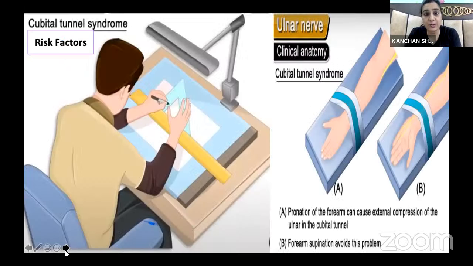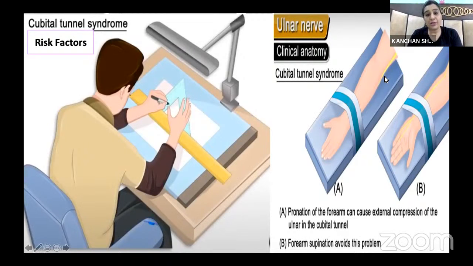But there are various causes for it. You can have an accessory anconeus muscle. Sometimes the band is very, very thick, so it will be compressing it. But there are certain positions also which make you prone to the development of this cubital tunnel syndrome. Like a person who is sitting like this, he is always flexing, always just keeping his hand like this. So it means you are trying to compress your ulnar nerve most of the time.